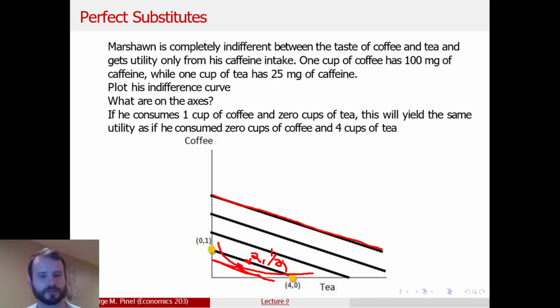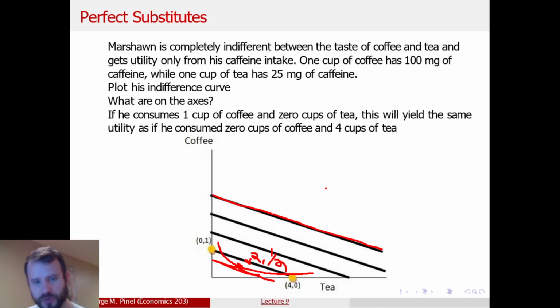All right. So basically, Marshawn has what's called preferences for perfect substitutes. He doesn't care about coffee or tea as concepts. He just cares about the underlying amount of caffeine that he gets overall. So they're completely interchangeable, basically.